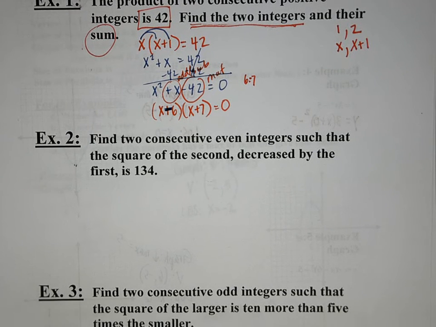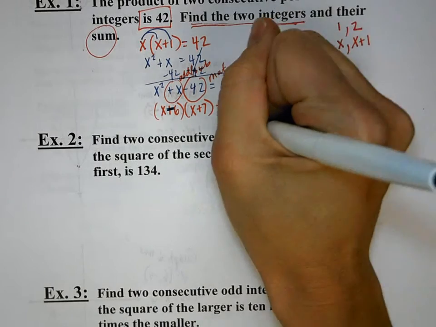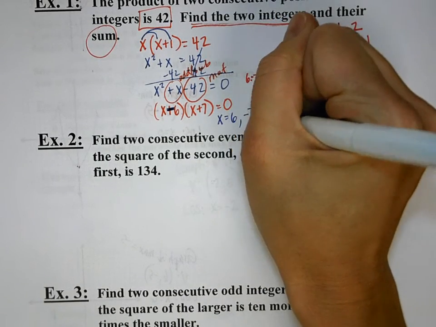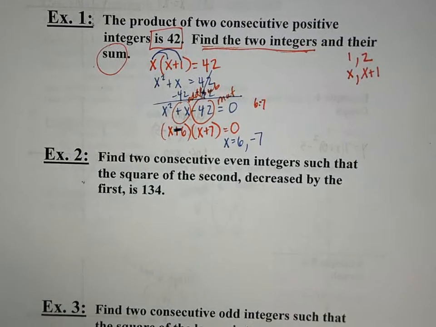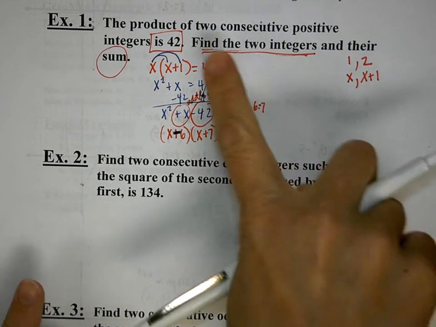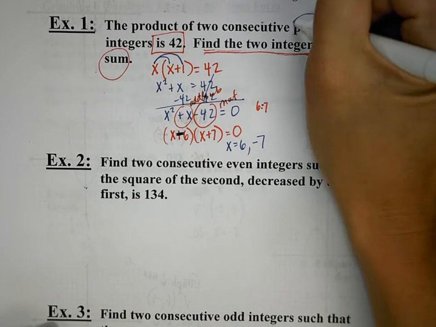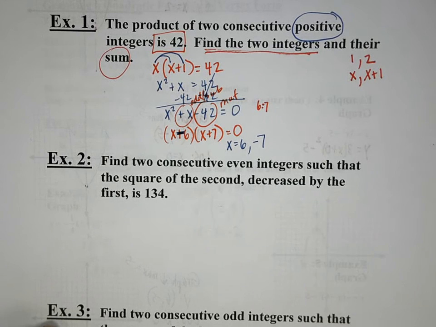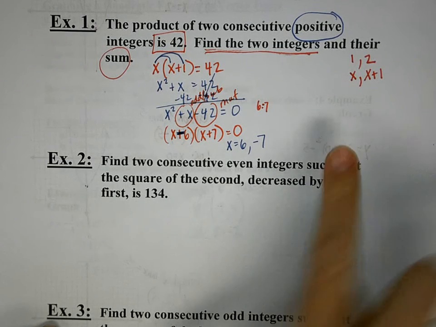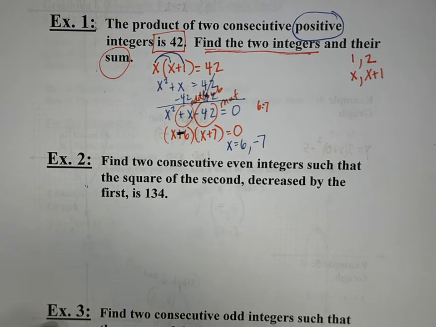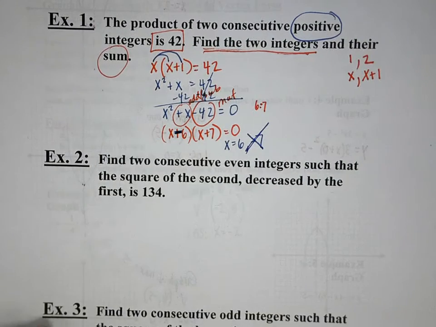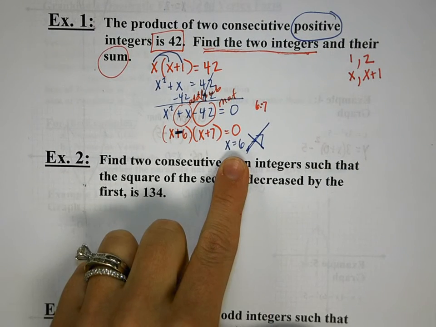So when we set these equal to 0, what values do we get for x? Good. You end up getting a positive 6 and a negative 7. Now if you go back to your original problem, it says two consecutive positive integers. So which one of these will not work? Good. So that one is out. So x can only equal 6.